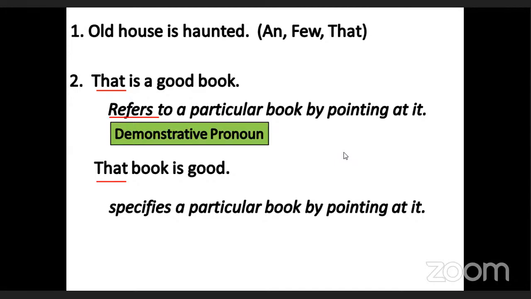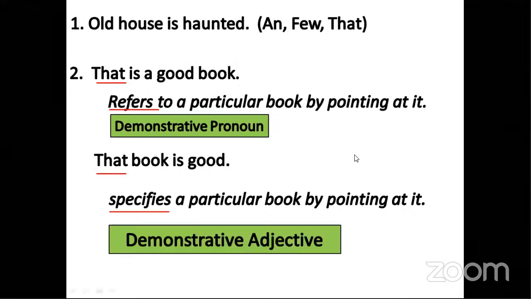So I was telling you all about in the first sentence, that is a good book. That refers to a particular book by pointing at it, and it is a demonstrative pronoun. But when I say that book is good, that specifies a particular book by pointing at it. It is a demonstrative adjective. In the second case, it is a demonstrative adjective which is placed right before the noun. And which is the noun there? Book. So in the first sentence, that is a standalone. But in the second sentence, it is placed right before the noun book. So in the first sentence, that is not a determiner. Whereas in the second sentence, that is a determiner.